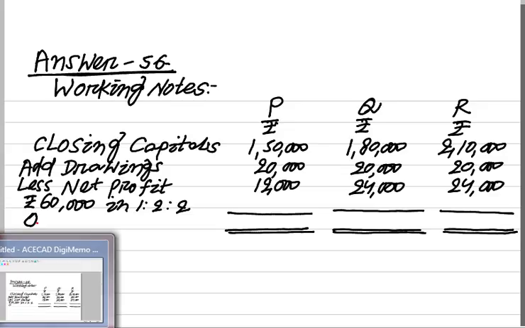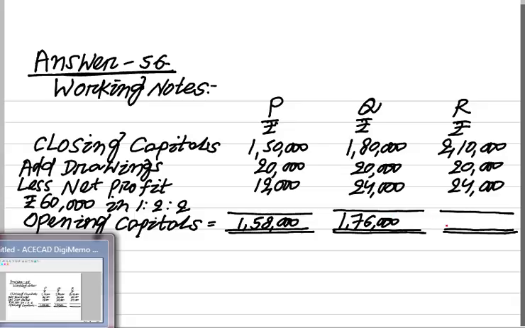This is opening capitals. One lakh 58,000 for P. For Q, it is 1,76,000. And for R it is 2,06,000.